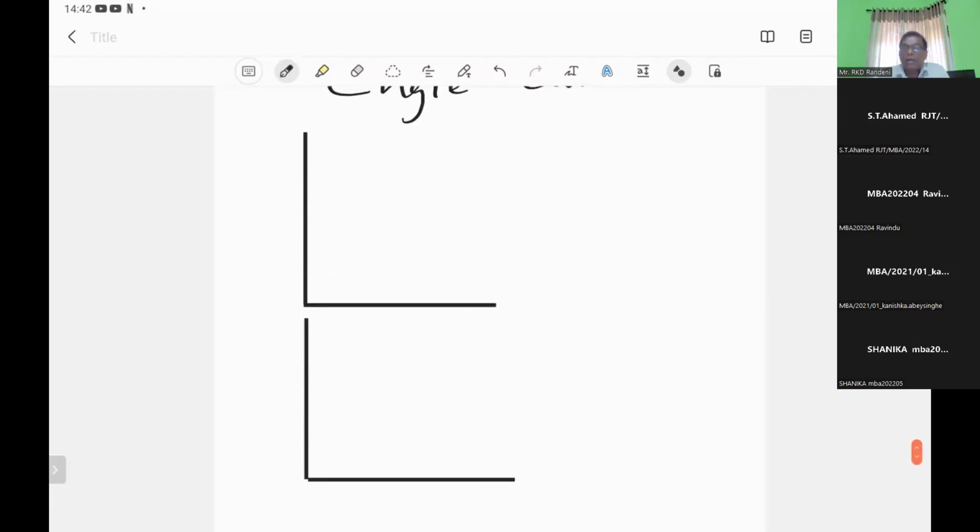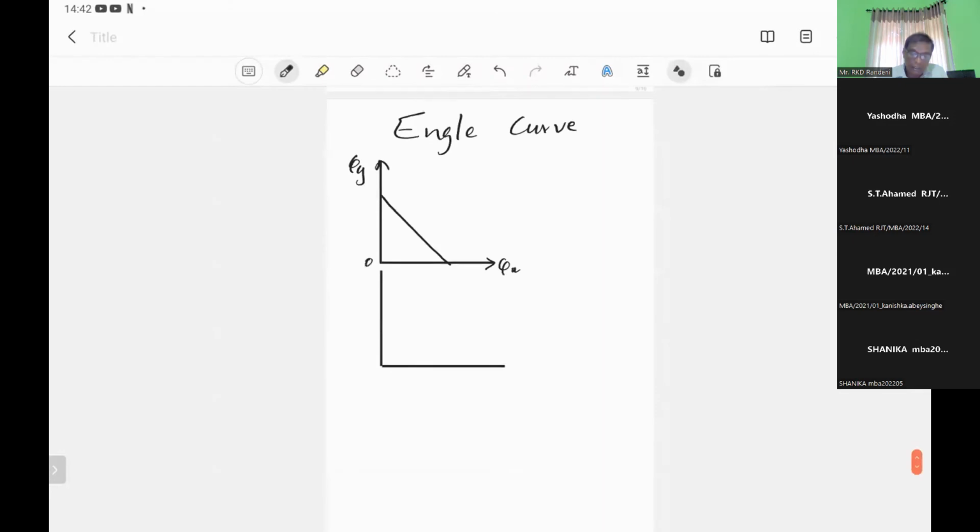This is actually one graph in two parts. You can find it in the textbooks also. It is drawn separately, but there is a relationship between these two, right? So now here quantity Y, here quantity X, zero. Now, before the change in income, right.